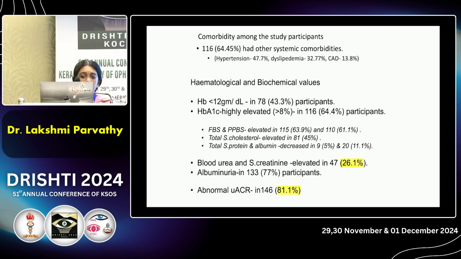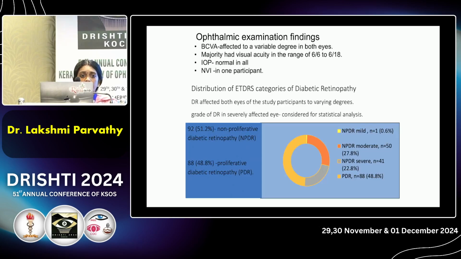Elevated blood urea and serum creatinine was seen in 26.1%. And albuminuria was seen in 77 participants. Abnormal UACR was seen in 81.1%. Coming to ophthalmic examination findings, best corrected visual acuity was affected to a variable degree in both eyes. Majority had visual acuity in the range of 6/6 to 6/80. IOP was normal in all participants and NVI was present in one participant.